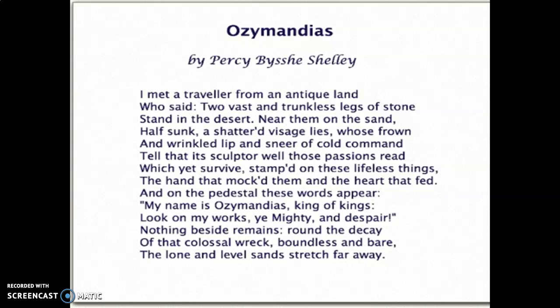The hand that mocked them and the heart that fed. The hand of the sculptor that mocked them, and the heart that fed them. The heart that harbored those passions, the one in whom those passions were. And on the pedestal these words appear, and underneath the statue these words were written. My name is Ozymandias, King of Kings. Look on my works, ye mighty, and despair.